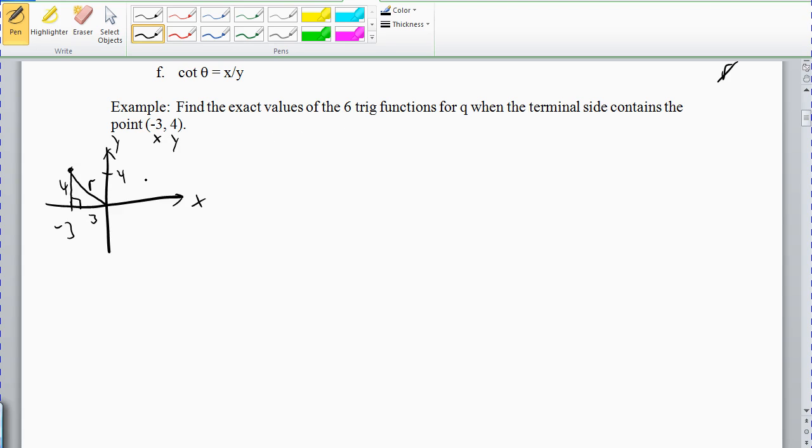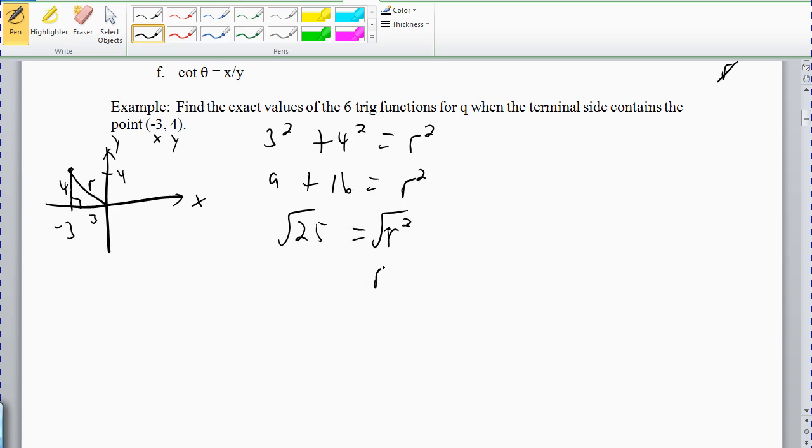So I'm just going to use the Pythagorean Theorem, and we're going to do 3 squared, or -3 squared, but if you do use -3, put that in parentheses, plus 4 squared equals r squared. 3 squared is 9, 4 squared is 16, 9 plus 16 is 25. Square root both sides, and we now end up with r equals 5.